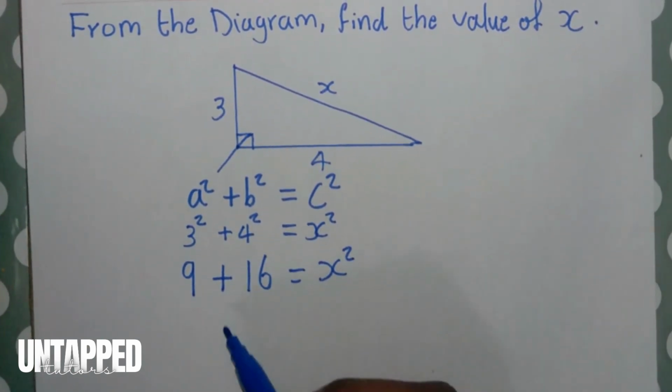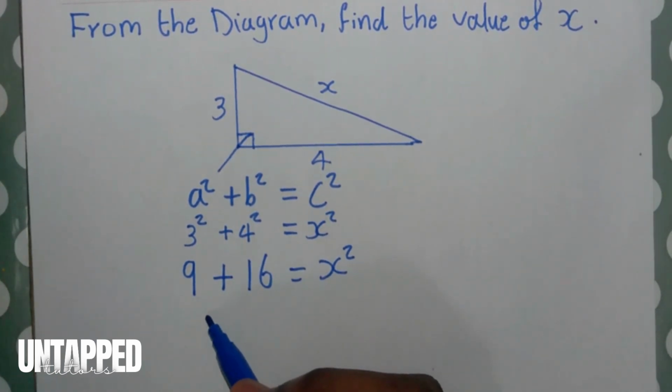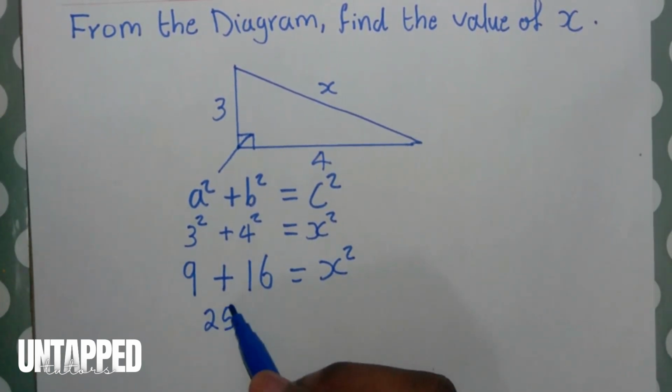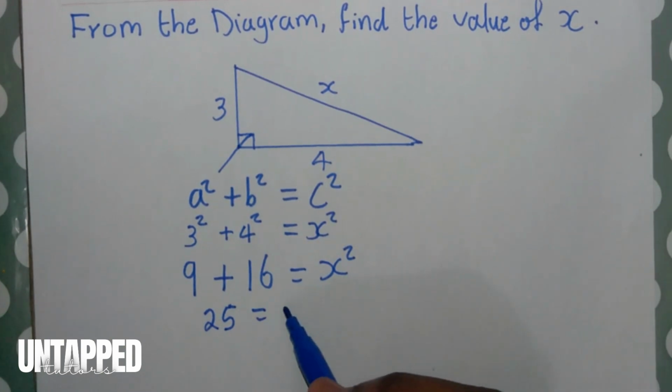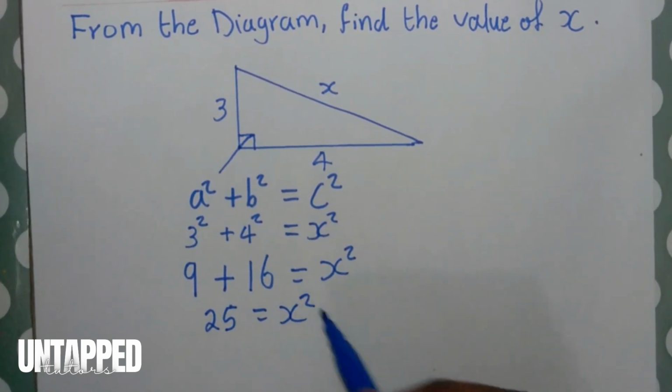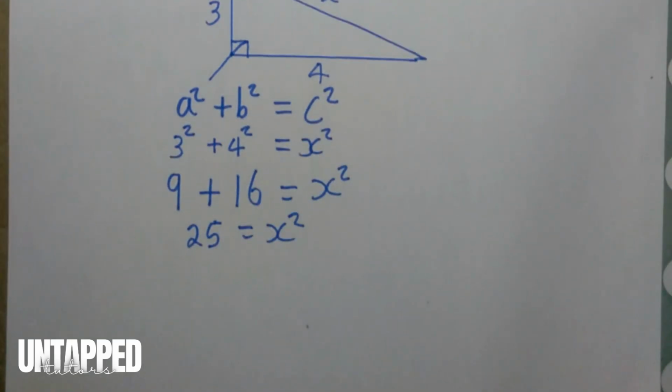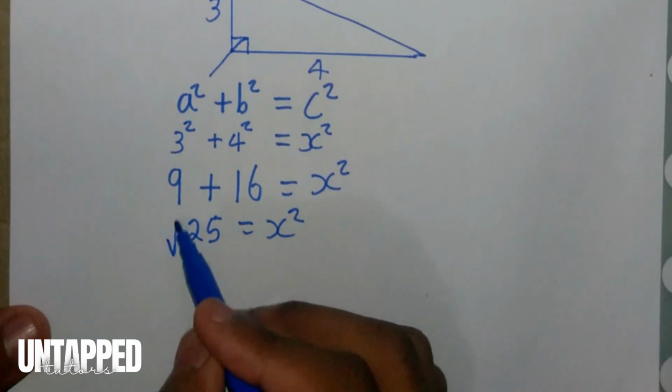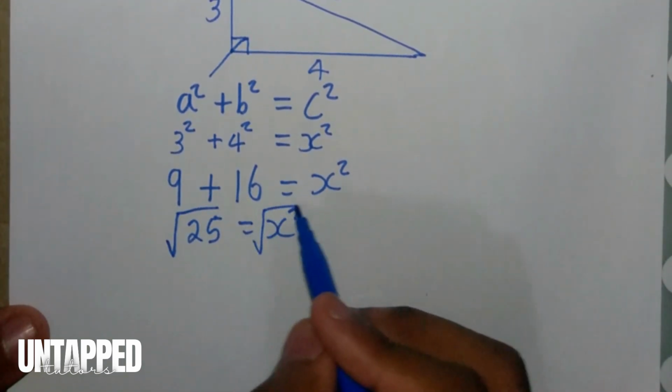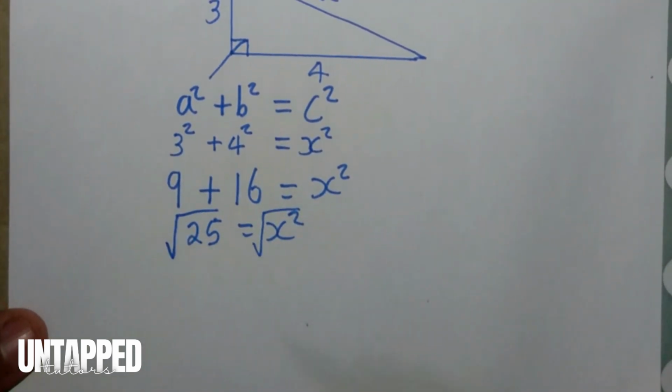Now 9 plus 16 is 25. 25 is equal to x squared. So now we need to solve for x and not x squared. So what we do is we take the square roots of both sides. So the square root of 25 is plus or minus 5.